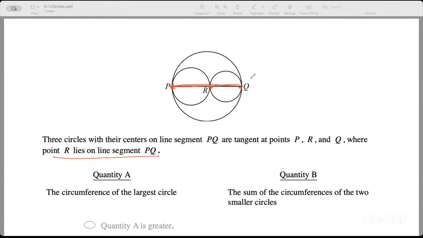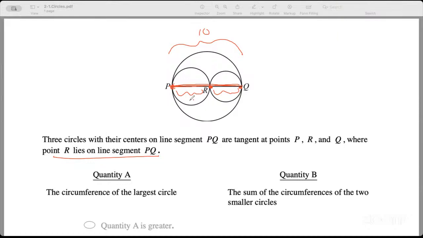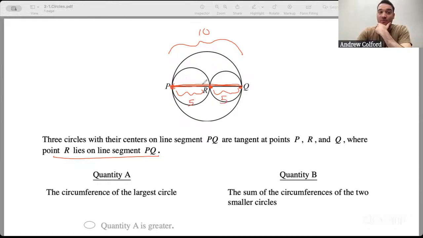10. Sure, why not? We're just going to say that this diameter is 10. And again, just as a test, could you give me the individual diameters of PR and RQ? 5 and 5. Yes. Nothing is stopping them from being equal to each other. I realize the one on the left looks a little bigger than the one on the right, but there's nothing stopping them from being equal because the figures aren't drawn to scale necessarily.